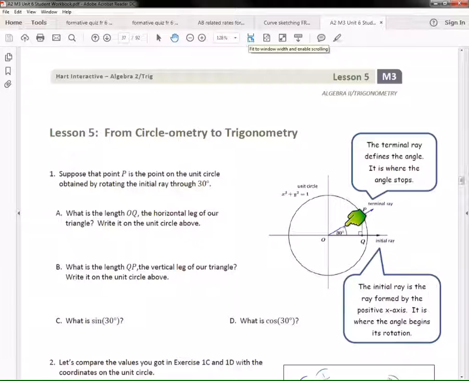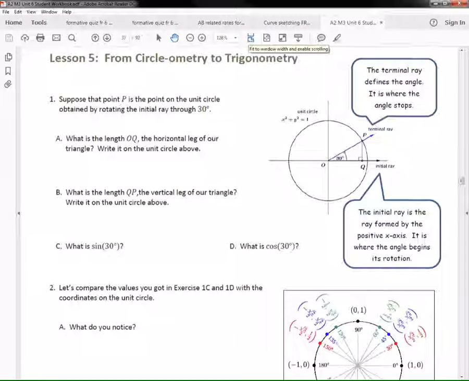This is 30 degrees. Now, what's our question? What is the length of OQ? The horizontal leg of our triangle. Okay, so it says write it on the unit circle. The horizontal leg on our triangle. So we have one leg and two leg. And what's this thing called on our triangle? That's the hypotenuse. The other two are called legs.